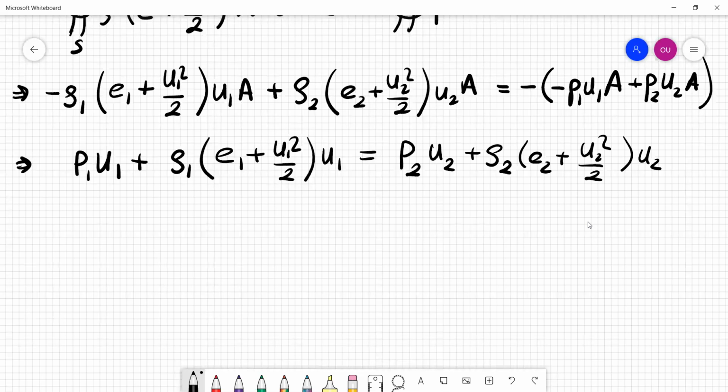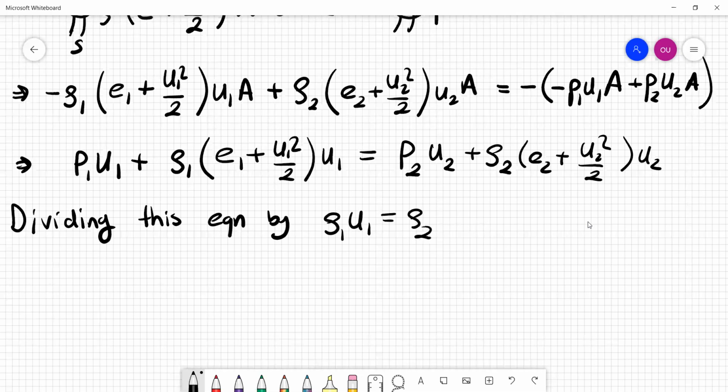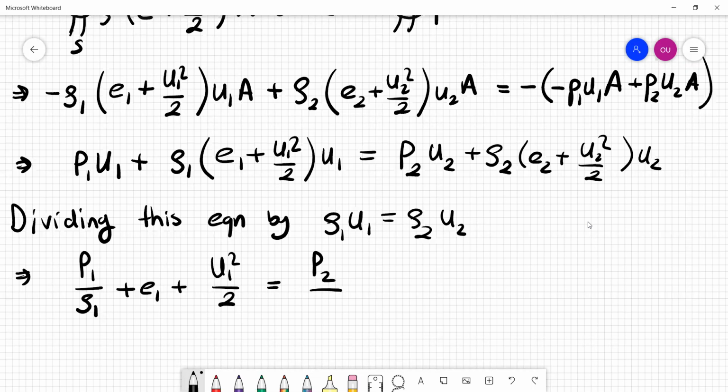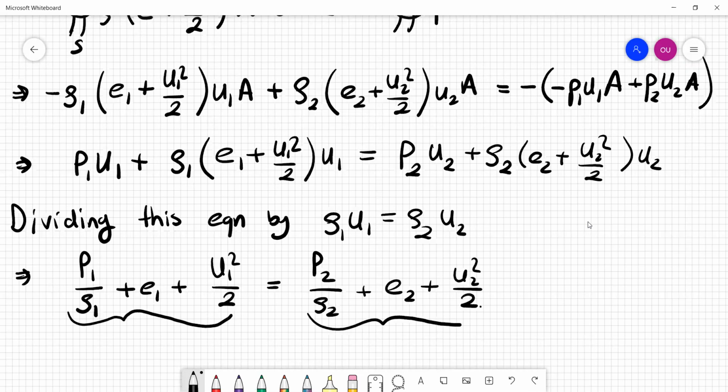By invoking the continuity equation, let's do that. Dividing this equation by ρ1 u1, which is also equal to ρ2 u2 from the continuity equation, we are basically merging two equations now, continuity and energy. When I combine them, I end up with this equation: P1 over ρ1 plus E1 plus U1 square over 2 is equal to P2 over ρ2 plus E2 plus U2 square over 2. Whatever this quantity is, it must be conserved after the shock wave, as you can see.